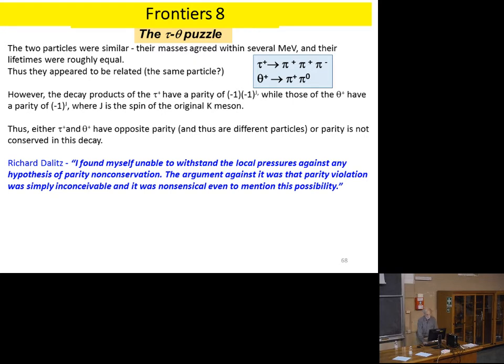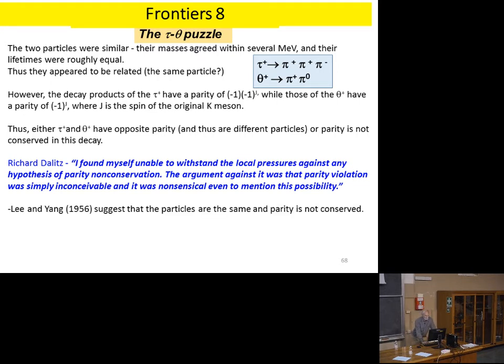And a famous physicist at the time, I quote here, he said, "I find myself unable to withstand the local pressures against any hypothesis of parity non-conservation." The argument against it was that parity violation was simply inconceivable, and it was nonsensical even to mention this possibility. So among physicists and among ourselves, in kind of intuition, we expect when we look in a mirror, we're going to see ourselves backwards, that somehow we haven't found a place in physics that likes to violate that principle. And so there was resistance, as there always is, to change.